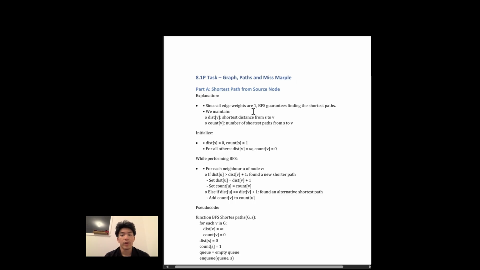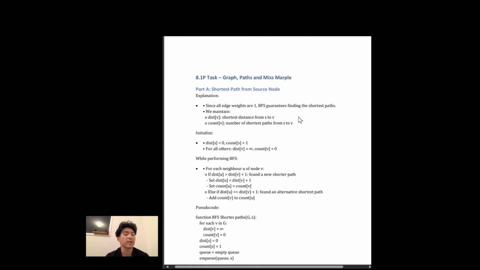Now, in part A, we're trying to find the highest number of shortest paths from the train station to the hotel where Miss Marple stays, and the graph has edge weights of one. So the best way to solve this is BFS, as it guarantees the shortest path.